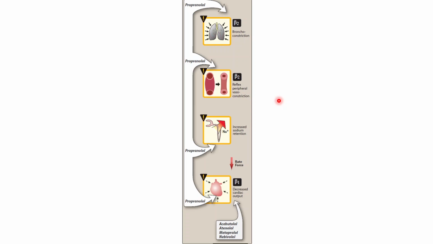Most beta blockers have a name that ends in -olol, like metoprolol, atenolol, pindolol, propranolol, timolol. Carvedilol and labetalol have alpha 1 blocking components, so that is why they have a different ending.